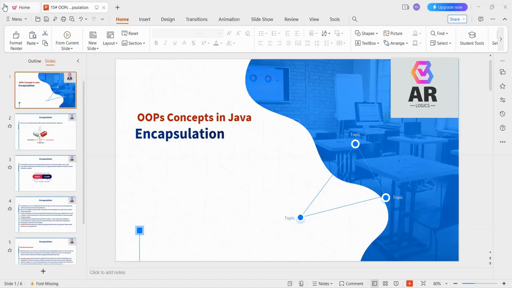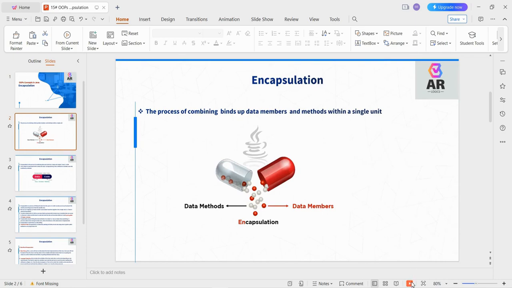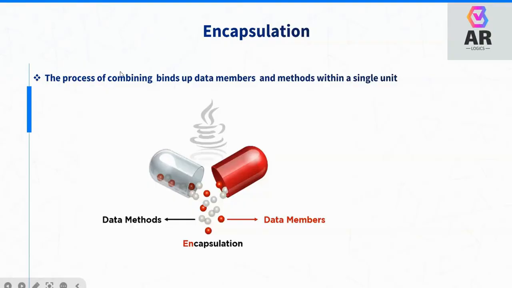Today we are going to discuss the OOPS concept in Java: encapsulation. What is encapsulation? Encapsulation is the process of combining, binding data members and methods within a single unit.